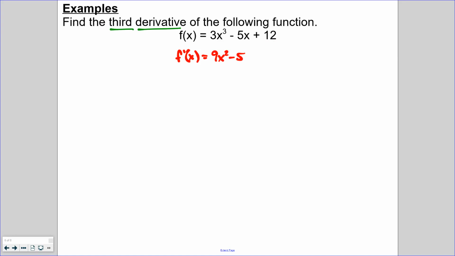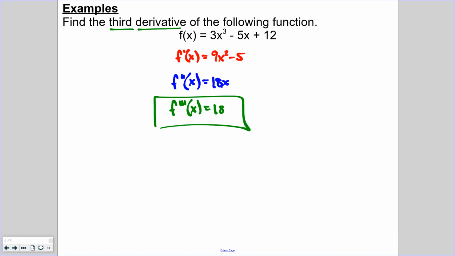First derivative, 9x squared. And let's take the second derivative, work our way up to the third. And let's see, the derivative of 9x squared is going to be 18x. And then the derivative of negative 5 is just going to be 0. And since we're looking for the third derivative, we need to do this one more time. So f triple prime of x is going to be, well, the derivative of 18x is just going to be 18. And there we have it. The third derivative of the function is 18.